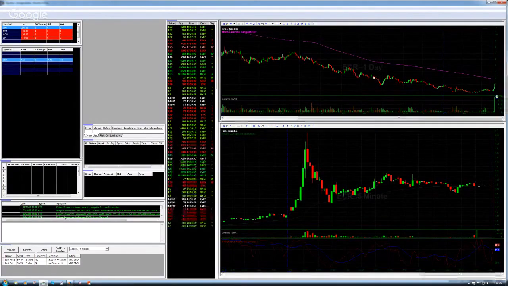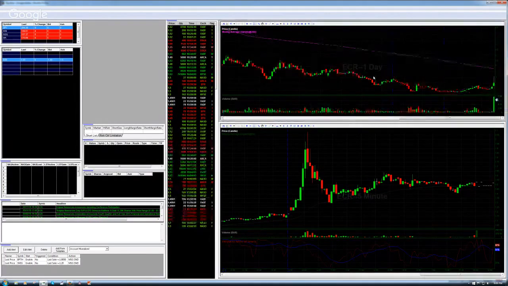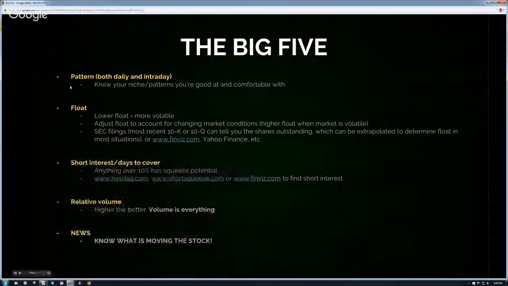Maybe I'm better at trading parabolics than I am trading some other types of setups, than trading bull flags, for example, or bear flags, for example, or buying dips. Maybe I'm better at doing this. So I always want to know before anything, what's the pattern? What am I good at? And that's the first of the big five.